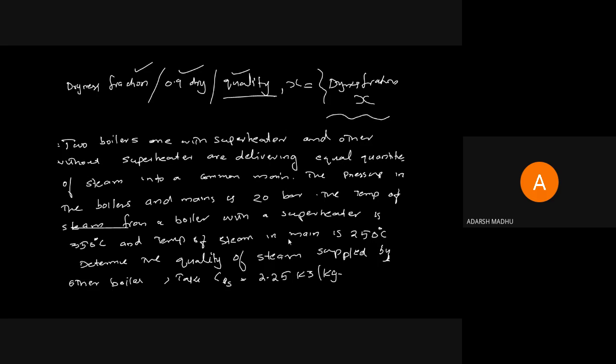Temperature of the steam from the boiler to superheater is 350 degrees Celsius and temperature of steam in main is 250 degrees Celsius. Determine the quality of steam supplied by the other boiler. So here, the figure is like this.